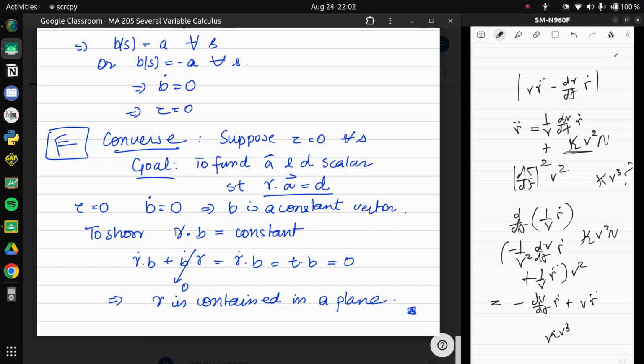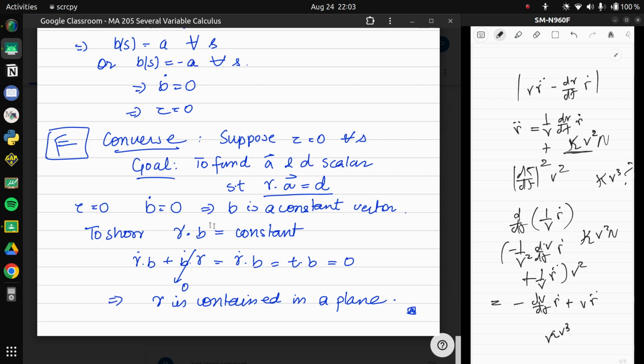Why? Isn't it gamma dot b? Wait, okay, so gamma dot b is in fact constant. Oh, okay, that actually makes sense. Gamma dot b would in fact be constant, right? b is a constant, so gamma dot b is also a constant. Oh, so we want to show that it's also constant.